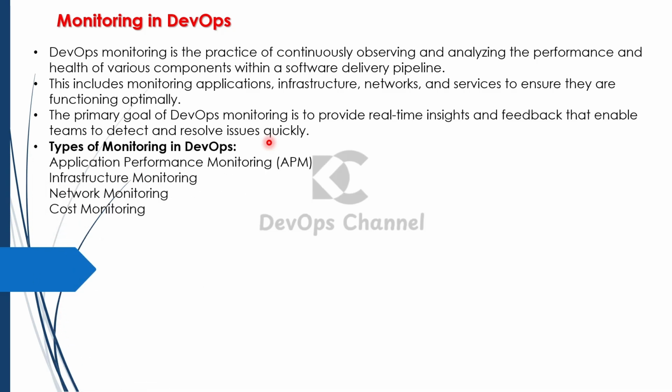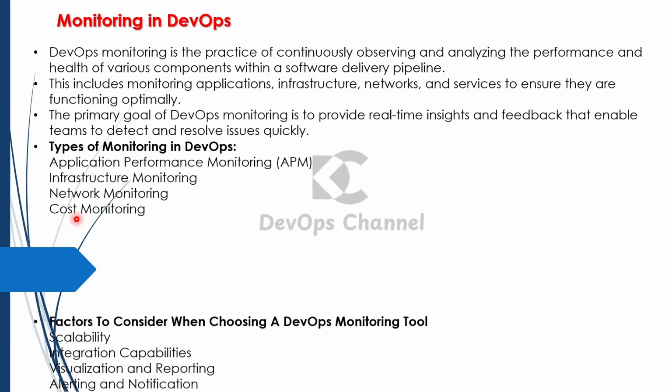Next is types of monitoring in DevOps. As we have seen, you can monitor application performance, infrastructure, and networking, such as how much traffic is going in or out. You also have cost monitoring tools, or you can implement cost monitoring as well. Now let's move further.